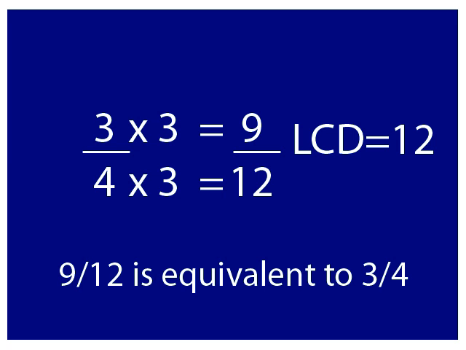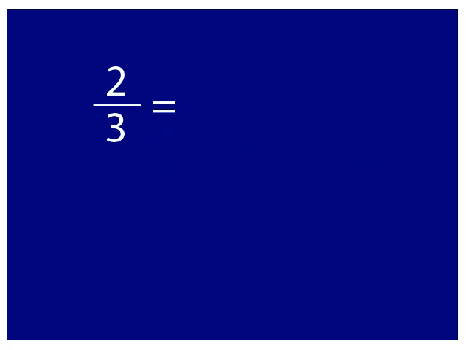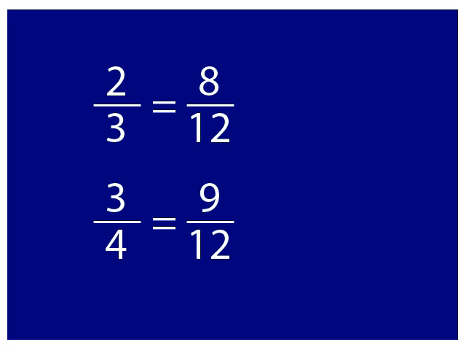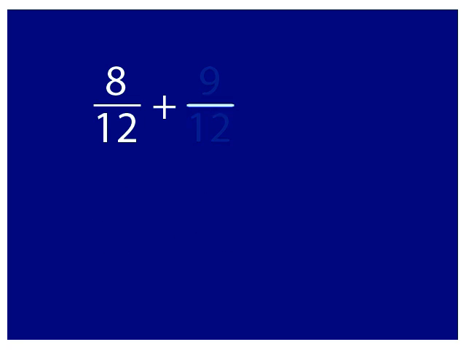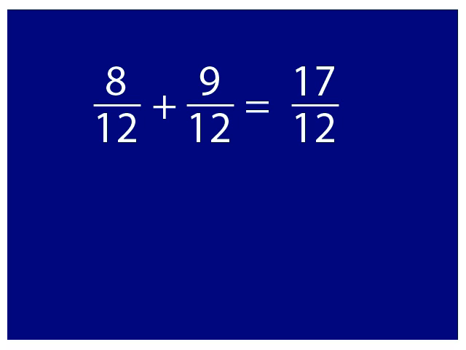Let's summarize what we have done so far. We have converted 2/3 and 3/4 into their fractional equivalents, 8/12 and 9/12. We can now add those 2 equivalent fractions because they have the same denominator. The result will be 17/12. This completes the 3rd step in the process.